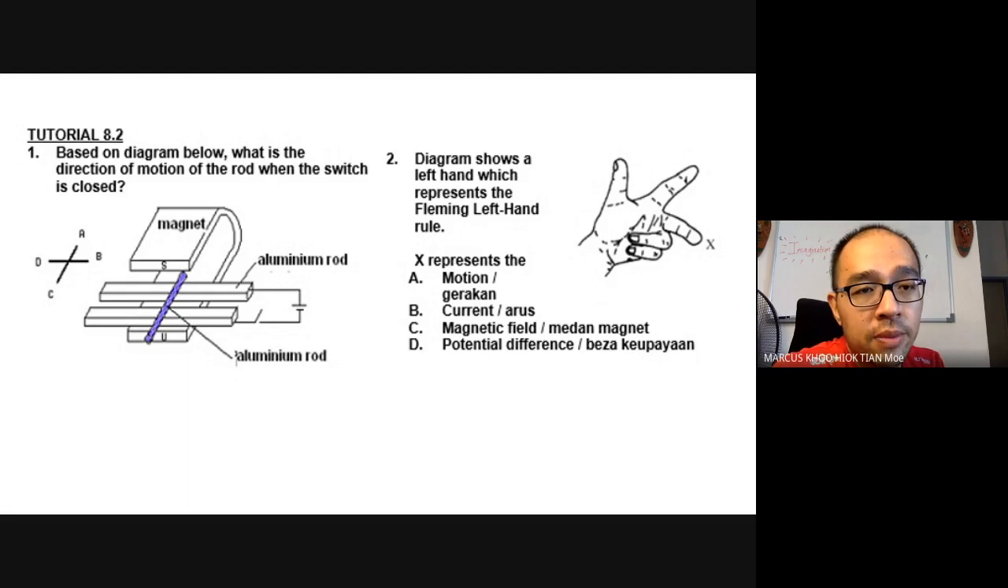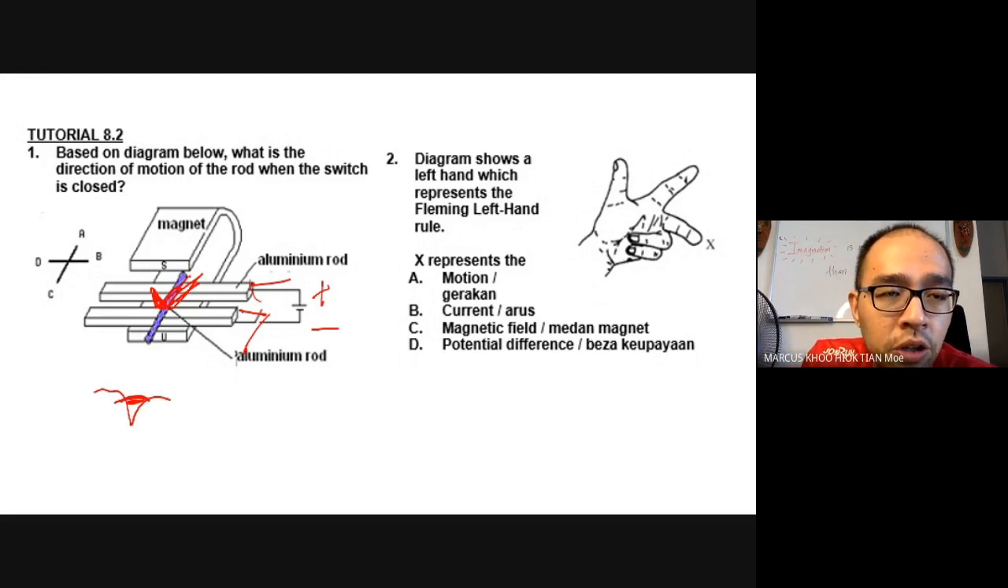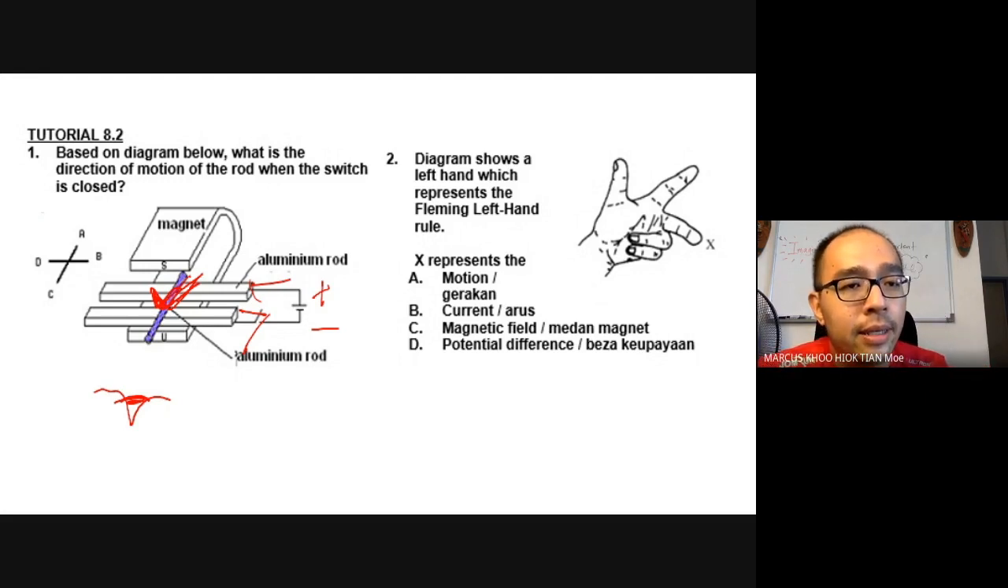Take a look at this now. When the switch is closed, this is the positive up here, this is the negative, so the current is going to flow here, here, and come back here. So for the copper rod, this is the direction of the current. You are standing here and looking at this. Is it going to go towards A, or towards C, or towards B, or towards D? Fleming's left-hand rule.